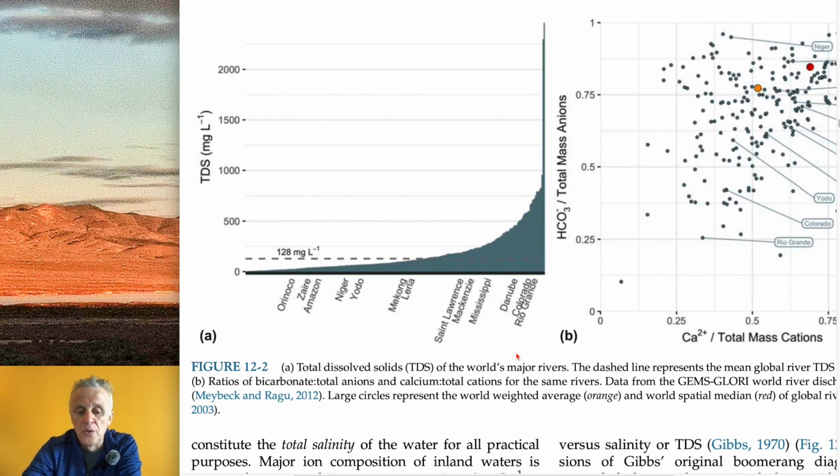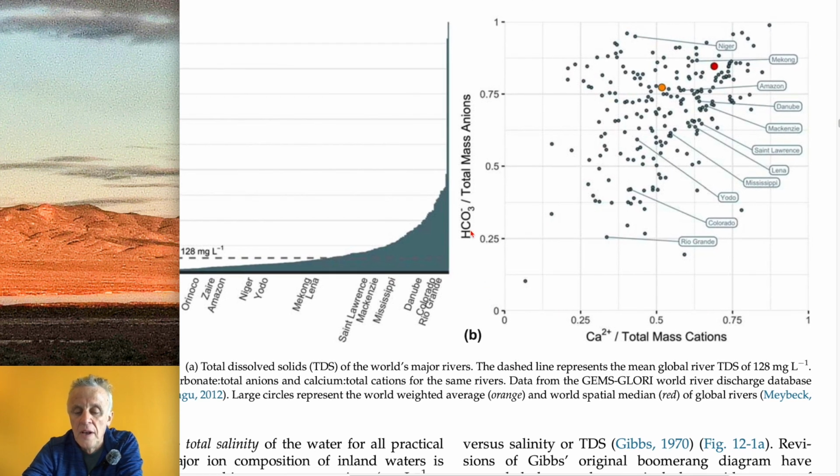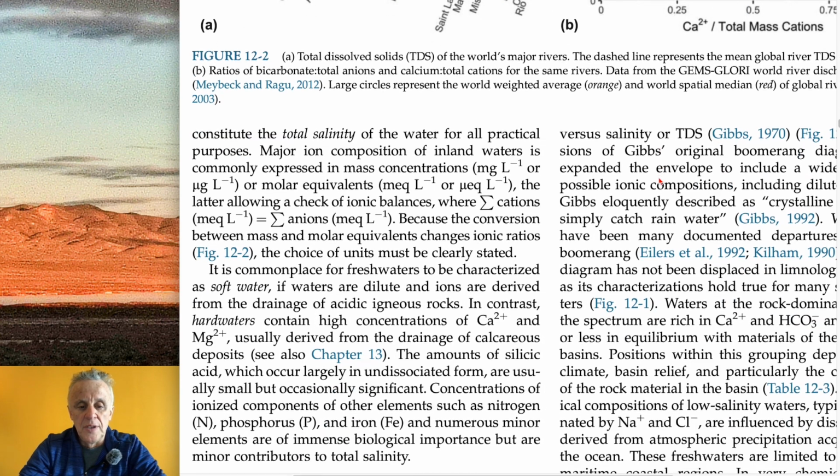B, ratios of bicarbonate to total ions and calcium to total ions for the same rivers. So we have bicarbonate to total mass of ions, and then calcium to total mass of cations. And here we are seeing calcium-dominated rivers, which would be in carbonate basins. For example, the Mekong, the Amazon and the Danube are rivers where bicarbonate is overall dominating the river's ionic composition. And then you have some rivers that are in the middle ground, such as the Mississippi, or to some extent the St. Lawrence and the like. All right, so I think that's it for today.